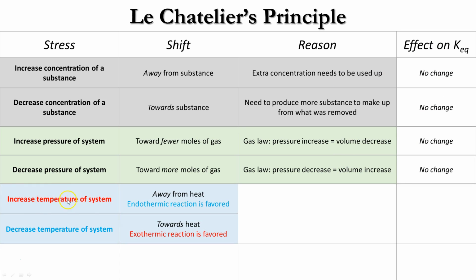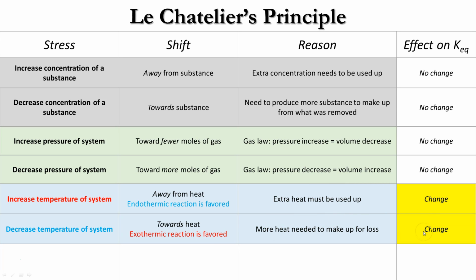Temperature. Remember, if I increase the temperature, if I heat up a system, I'm going to go away from that. So I'm going to have an endothermic reaction. If I decrease the temperature, an exothermic reaction is now going to be favored. So think of it as the extra heat needs to be used up, or you need to make that heat to make up for the loss. These are the ones that actually will have an effect on the equilibrium constant.